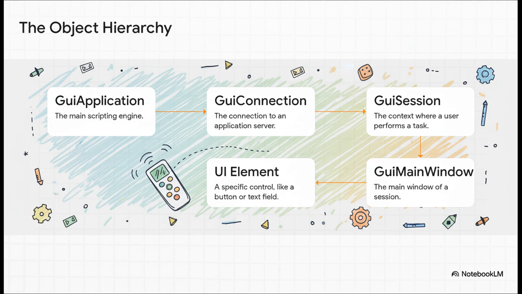So how does this remote actually work? Well, it's all about drilling down step by step. At the very top, you've got the GUI application. That's the remote control itself, the whole device. Then you select a GUI connection. That's like pointing the remote at the right SAP system. Next, you pick a GUI session, which is like choosing the specific channel or app you want to control. Inside that, you have the GUI main window, which is the actual screen you're looking at. And finally, you can zoom all the way in and target one specific thing, like a GUI button, to interact with. It's just a really logical path from the whole application down to one single click.